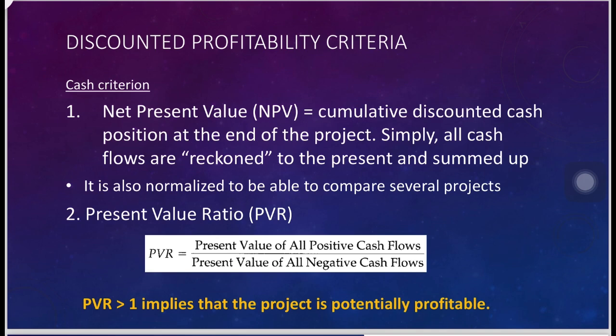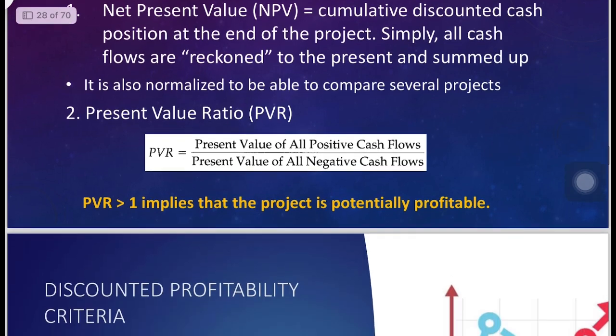We also have the present value ratio. This is the present value of all positive cash flows over the present value of all negative cash flows. So it's still like the CCR, but you have to bring all of the cash flows back to year 0. So if the PVR is more than 1, then it implies that the project is potentially profitable.